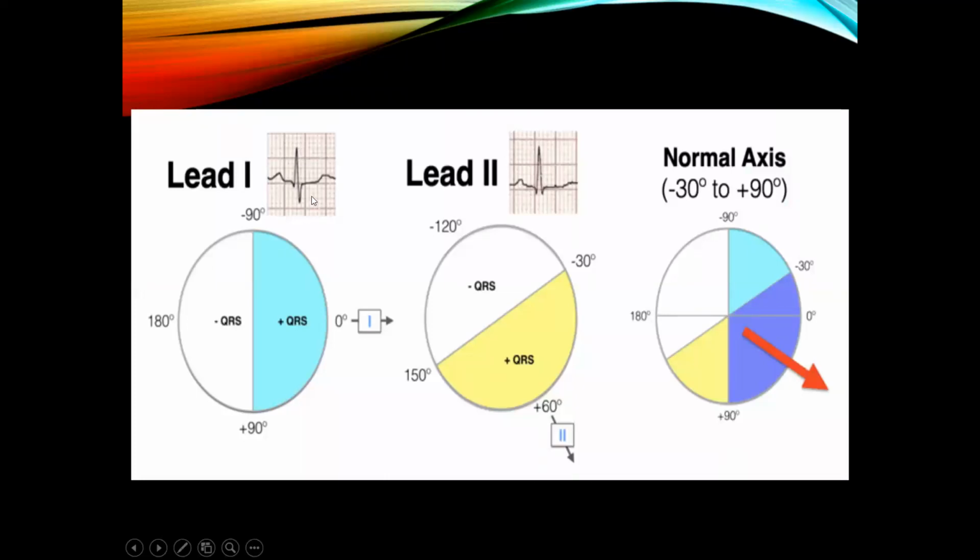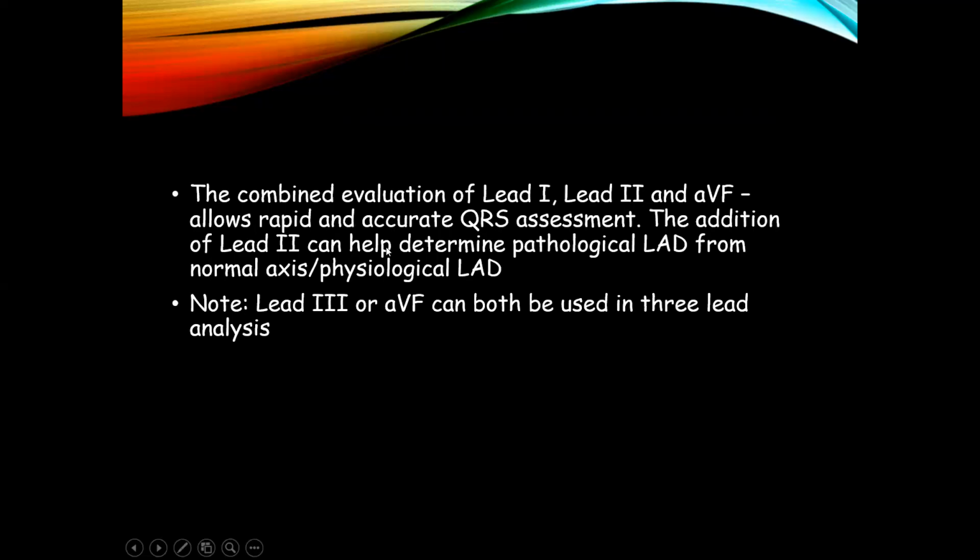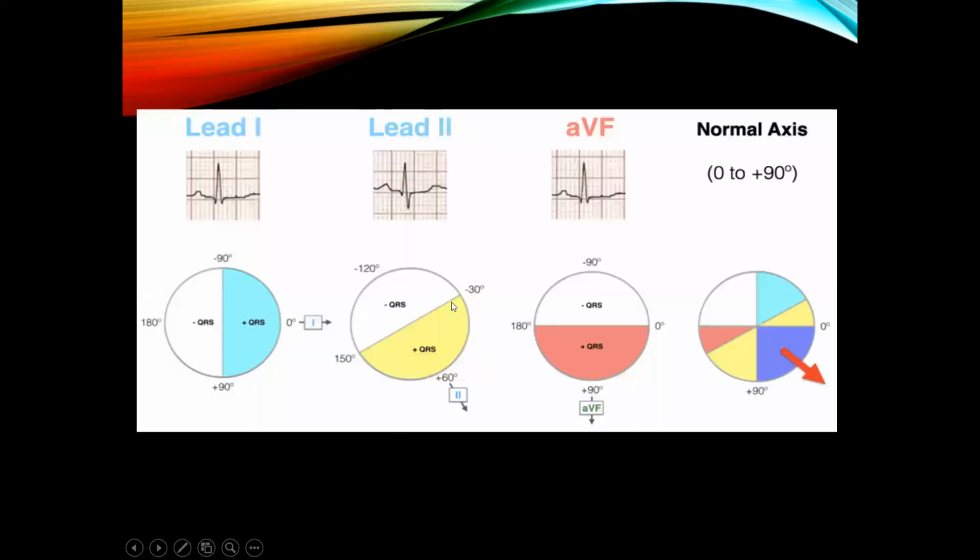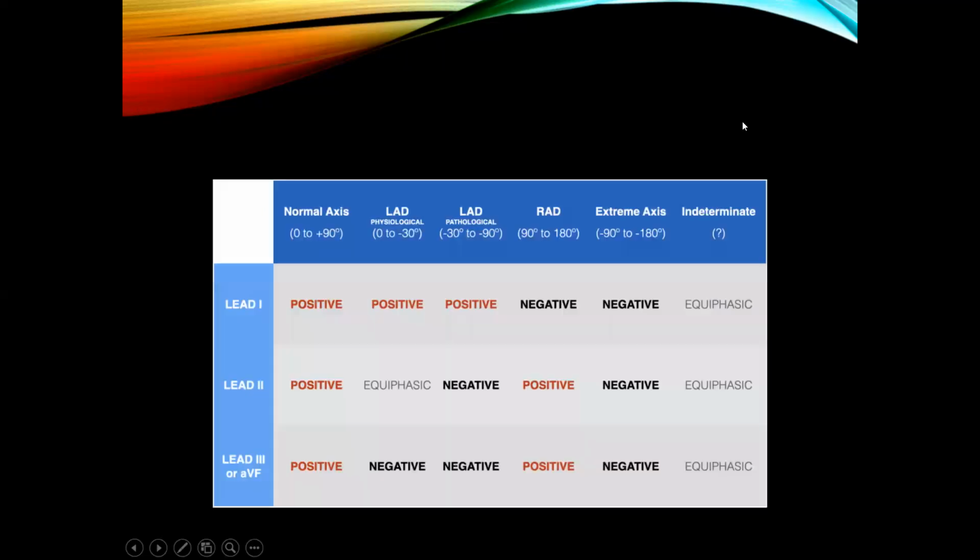Lead 1 is positive, lead 2 is positive. So this is the normal axis, okay? So combined evaluation of lead 1, lead 2, and AVF allows rapid and accurate QRS assessment. The addition of lead 2 can help distinguish pathological left axis deviation from normal axis or physiologic left axis deviation. So lead 1 is positive, lead 2 is positive, and lead AVF is positive. So this is normal axis, okay?